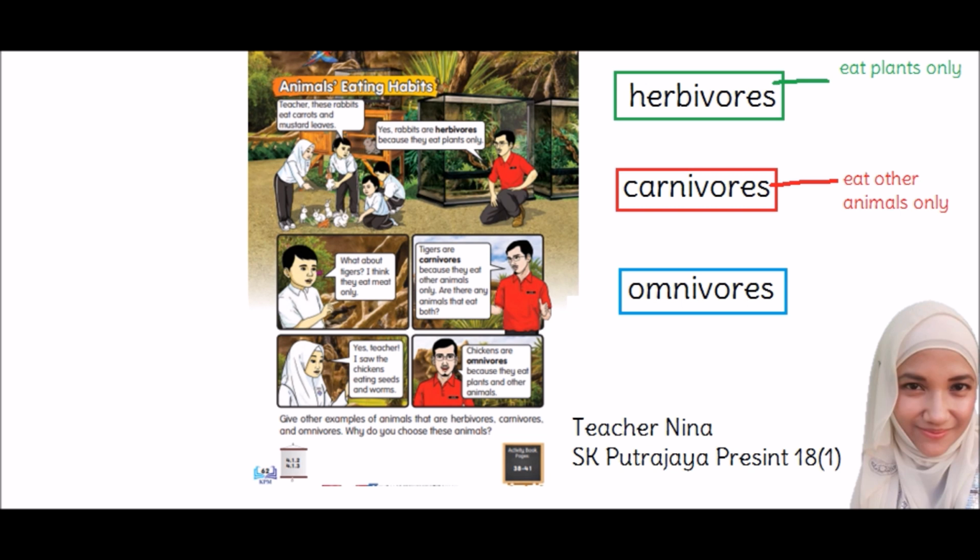And the last one, which is the omnivores. Chickens are omnivores because they eat plants and other animals. So, omnivores are animals that eat plants and other animals.